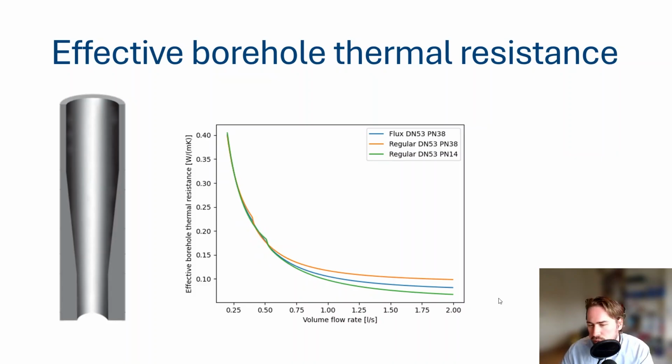And whenever you go to a fully turbulent region, due to the fact that you again have on average a slightly lower wall thickness, we are performing better than our regular PN38 for the same pressure rating. And our PN14, of course, is also a little bit better because the wall thickness is thinner there. But of course, it is not feasible to use this PN14 up to 300, 400, 500 meters deep.